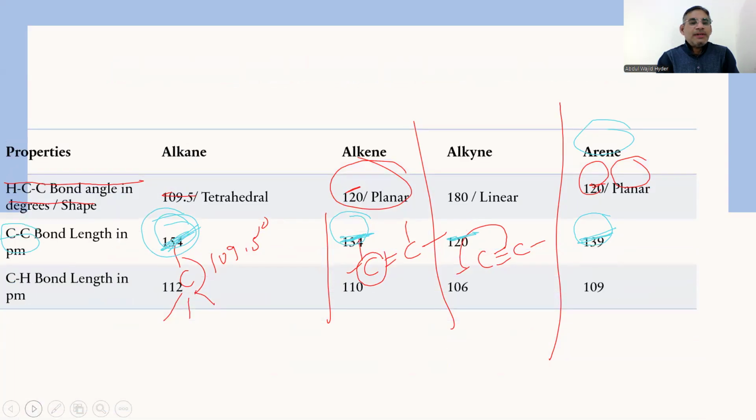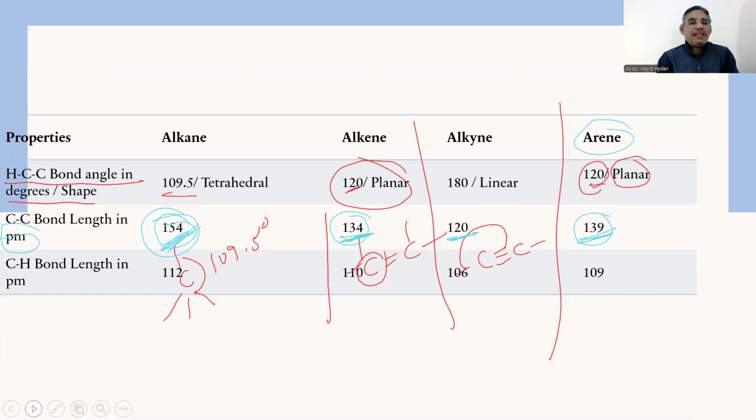Now see what next is. Next property related to this is CH bond length. CH bond length in alkane, alkene, alkyne, and arene. In alkane, CH bond length is 112. In alkene, it is 110. In alkyne, it is 106. And in arene will be greater than this alkyne and will be lesser than this alkene, that is 109 picometer.